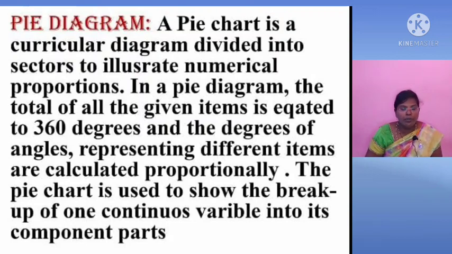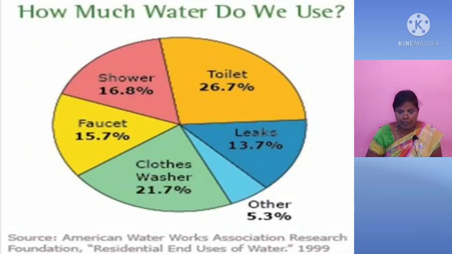The pie chart is used to show the breakup of one continuous variable into component parts. Component means small parts. We are dividing the full pie chart into small parts. Here, coming to the picture, we can see how much water we use. In this pie chart, the main topic is how much water we are using in our day-to-day life. This has been divided into 6 parts: toilet, leaks, other, clothes washers, faucet and shower.